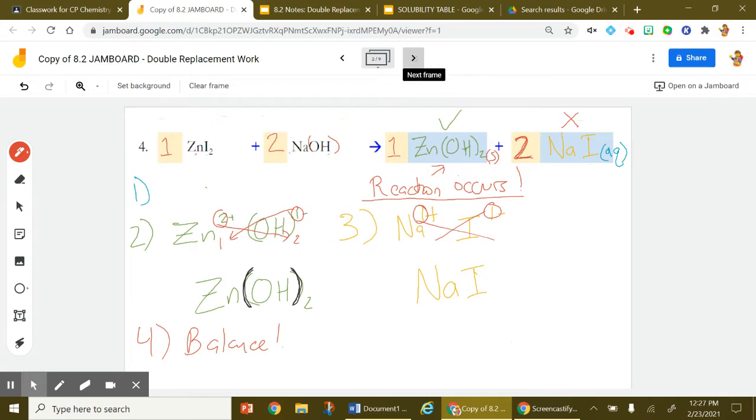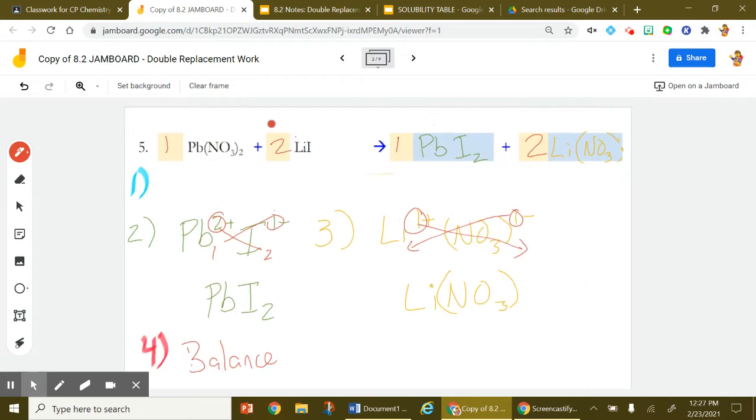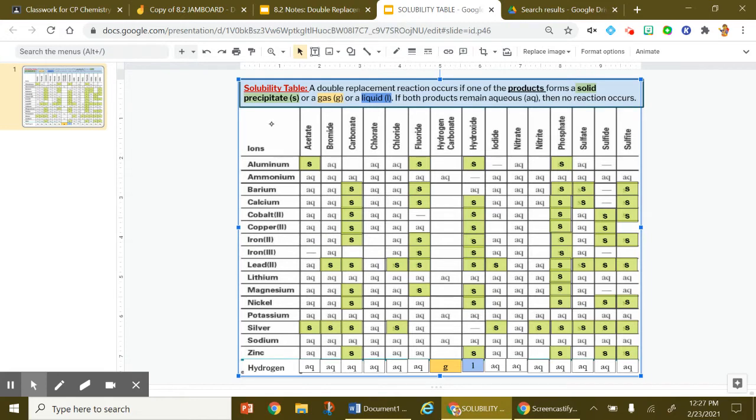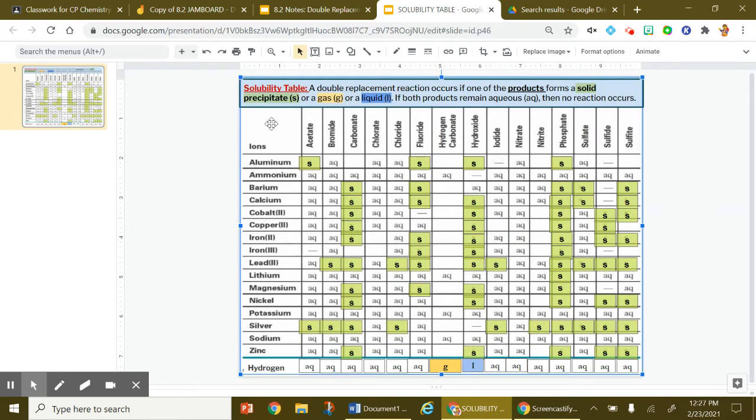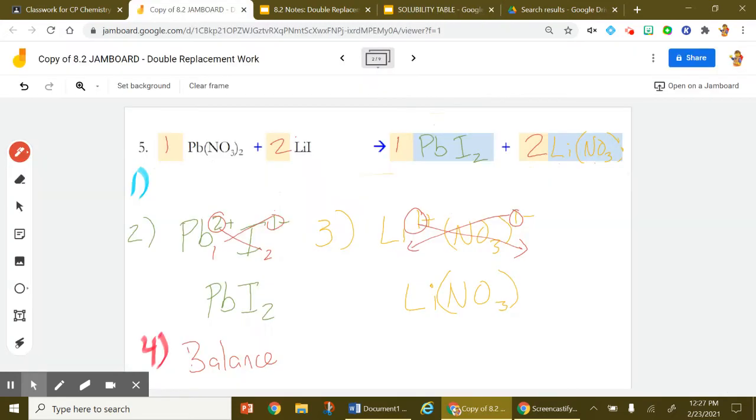All right, let's take a look at the next one. In this case, what we produce is lead-2 iodide and lithium nitrate. In order for this reaction to occur, you just need one of the products to be a solid, a liquid, or a gas. So let's take a look at lithium nitrate first. Let's look up lithium and nitrate on the solubility table. Okay, lithium nitrate is aqueous. It dissolves in water.